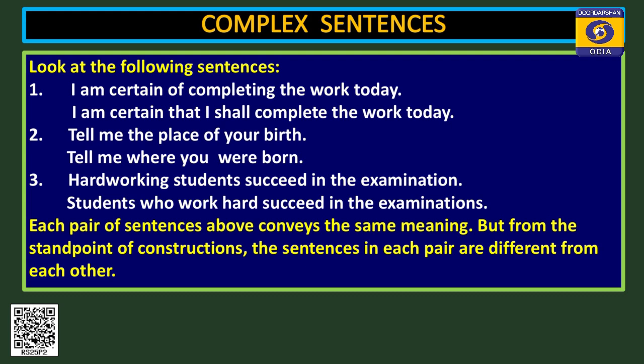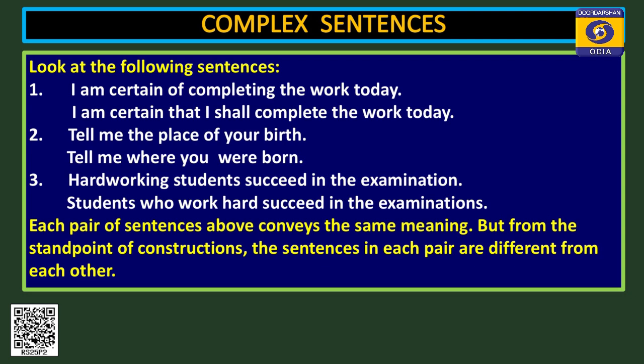So, each pair of sentences above conveys the same meaning. You see, I am certain of completing the work today and also I am certain that I shall complete the work today. Both the sentences give the same meaning, but what happens in case of the first sentence, there is a non-finite verb, I am certain of completing, completing is the non-finite verb, and in the second sentence I am certain and another clause is there that I shall complete the work today.